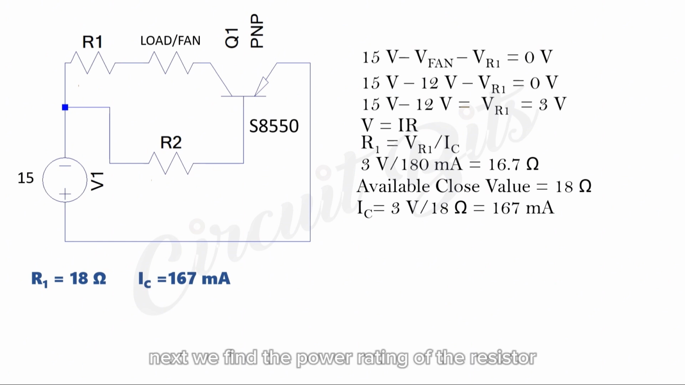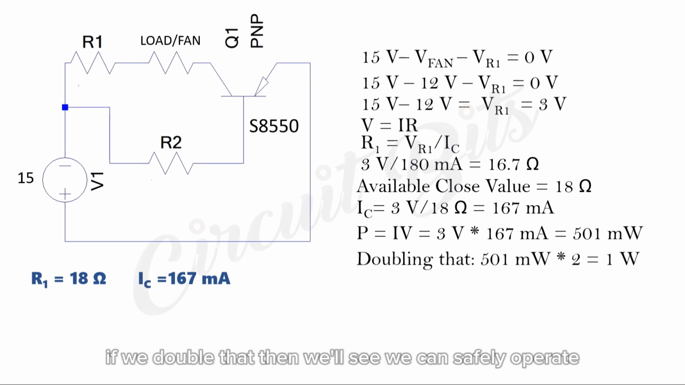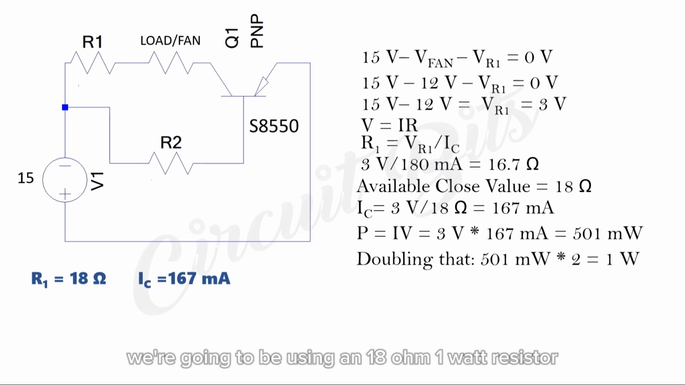Next we find the power rating of the resistor, which would be P equal to IV, which is 3 volts times 167 milliamps, and would give us 501 milliwatts. If we double that, we'll see we can safely operate the 1 watt resistor in this case. So that's what we're going to be using. We're going to be using an 18 ohm 1 watt resistor.